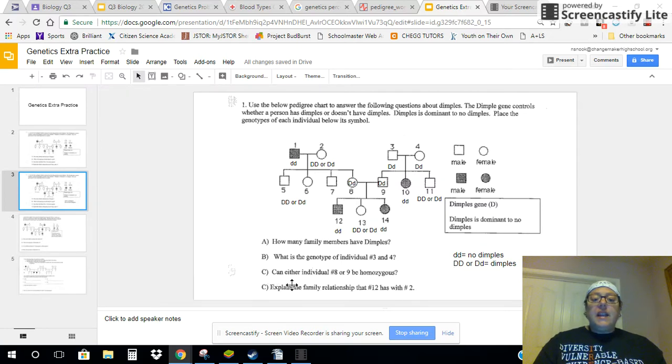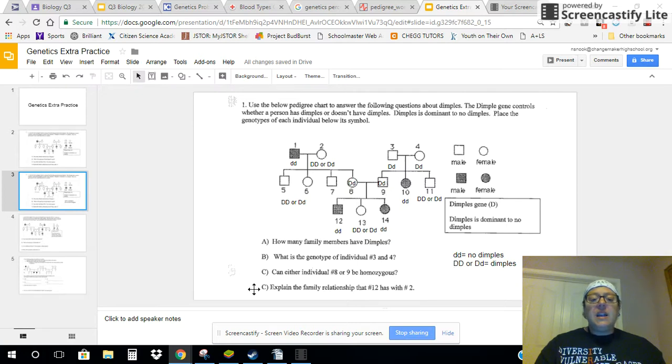Letter C says, can either individual number 8 or 9 be homozygous? The answer would be no. And the reason is because you have individual 12 and you have individual 14 that both have the little d's as their genotype. So in order to get that, both of the parents have to be heterozygous in order to give the little d, but still have the trait of dimples.